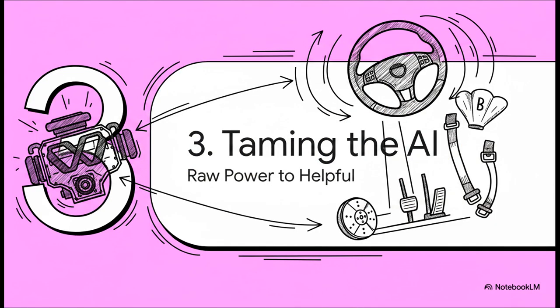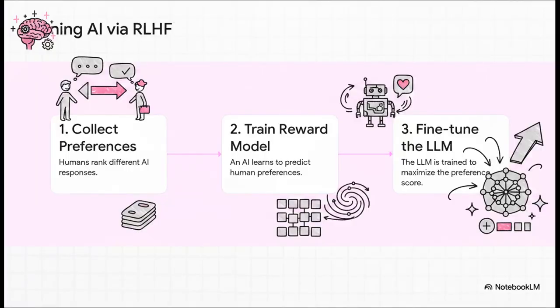Okay, so here's a crucial point. We've built this incredibly powerful engine, but a raw engine by itself isn't very useful, is it? You need a steering wheel, you need brakes, you need safety features. This is where the whole process of alignment comes in. It's how we tame the AI. Now, the classic way to do this is called reinforcement learning from human feedback, or RLHF. Think of it like a three-step dance.